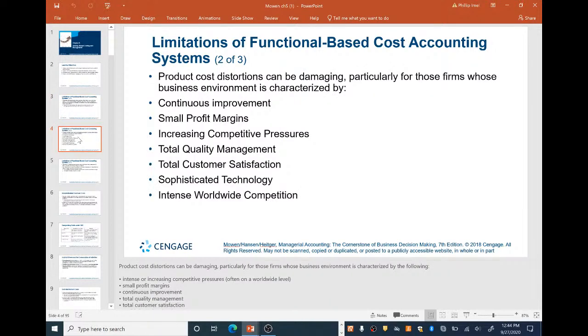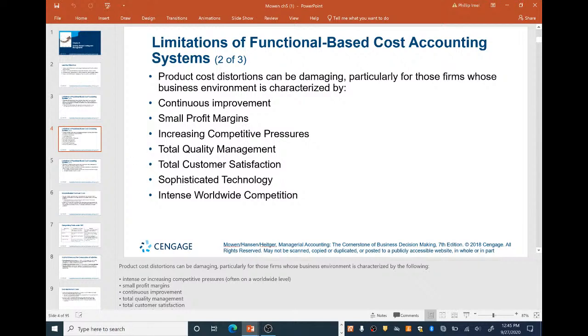Product cost distortions can be damaging, particularly for firms whose business environment is characterized by any of the following characteristics. The first one being continuous improvement. Second one, small profit margins, increasing competitive pressures, total quality management, total customer satisfaction, sophisticated technology, and intense worldwide competition. So we could see why firms with these types of characteristics would have problems when it comes to product cost distortions, especially companies with small profit margins.